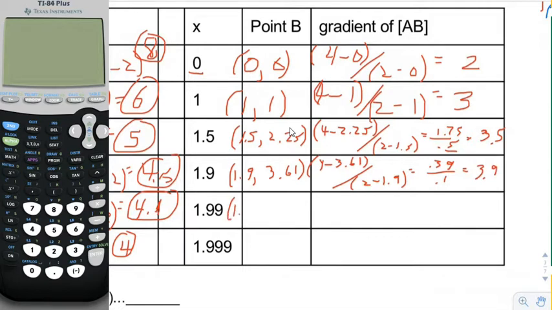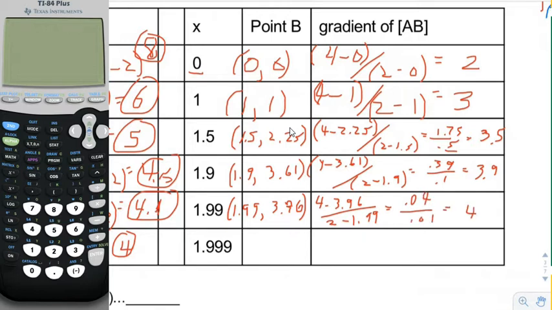Then next one, 1.99, and then the y value would be 1.99 times 1.99, which is 1.99 squared. It would be 3.9601. I'm just going to write 3.96. Leave off a couple of digits. So that would be 4 minus 3.96 in the numerator, and the denominator would be 2 minus 1.99. That would be 0.04 divided by 0.01, which is equal to 4.